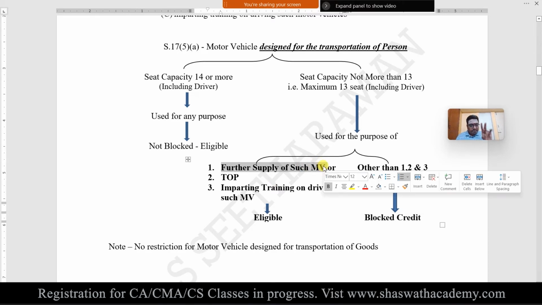Sir, if the company is a dealer in two-wheelers and such bike is bought for the purpose of further sale, not for the marketing person, then it is eligible.